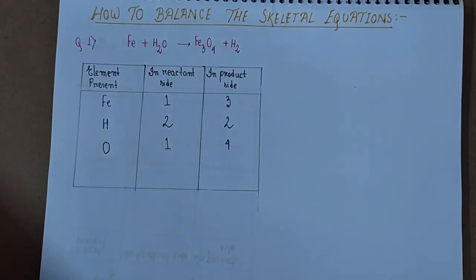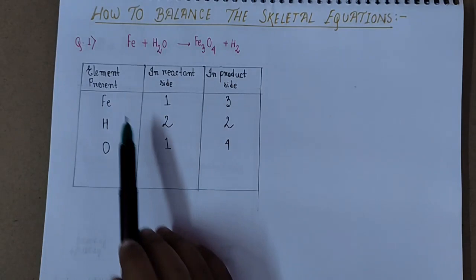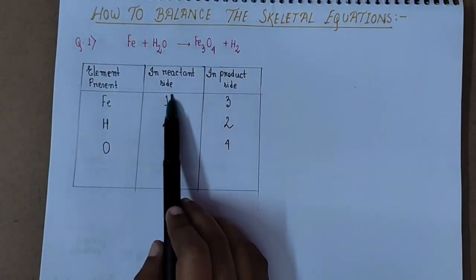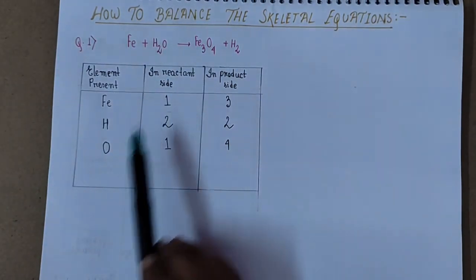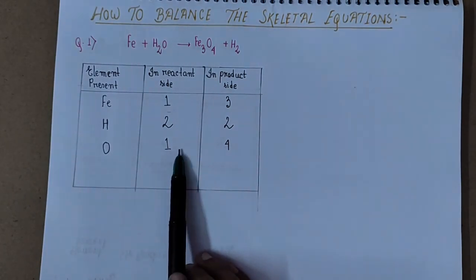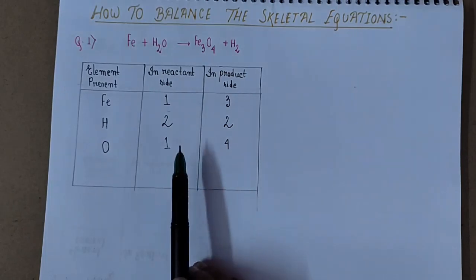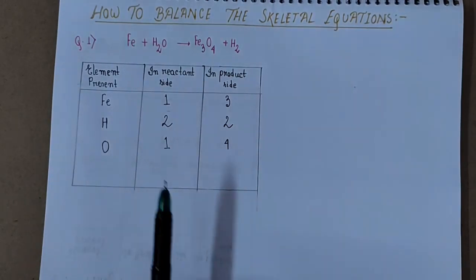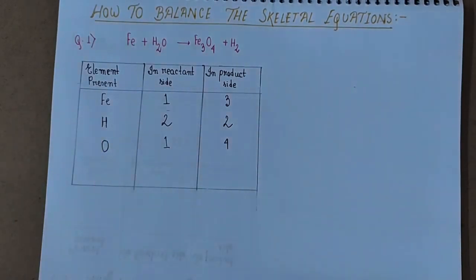Now what we have to do in step number 2? In step number 2, you have to find out the element with least frequency of occurrence. Okay, and that atom or that element should be balanced first. So as you can see, for Fe in the reactant side 1 atom of Fe is present, and for oxygen also 1 atom of oxygen is present. So which to balance first? First we have to balance the metallic part, that means Fe, iron will balance first.